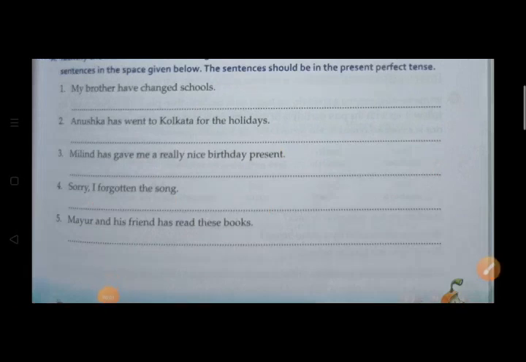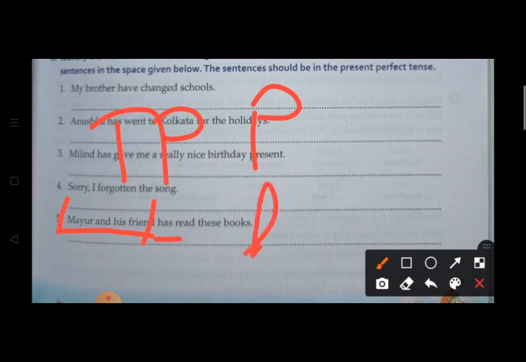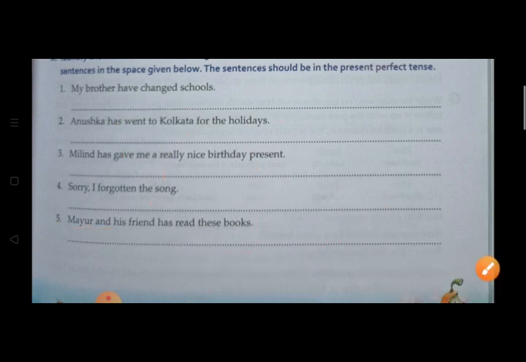Let's see the fifth one. Mayur and his friend has read these books. Now students, here Mayur and his friend, we have two people, right? That means that represents third person plural. So along with it we have to use have, not has. और read है वो read ही रहेगा because there are some verbs which do not change. So here हम जब present tense होता है तो हम read बोलते हैं और अगर past tense है या past participle है, at that time we are going to say red. So Mayur and his friend have read these books.